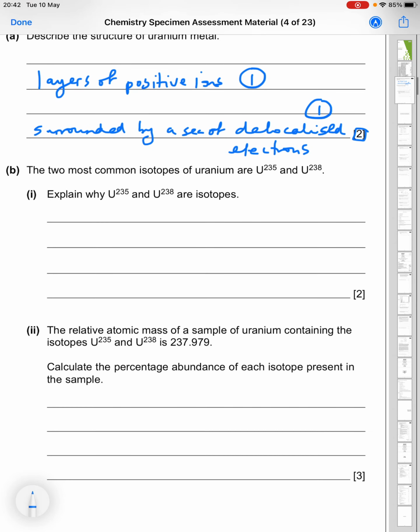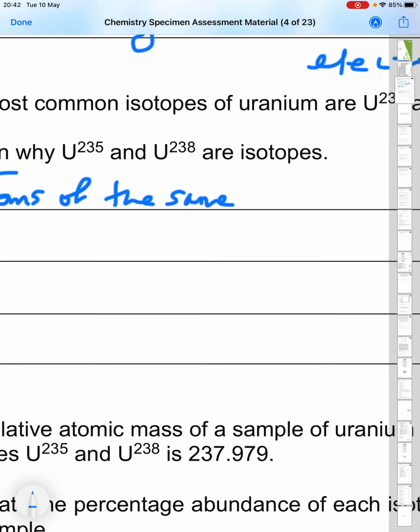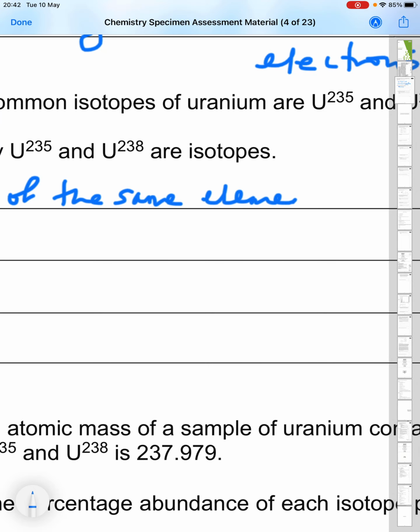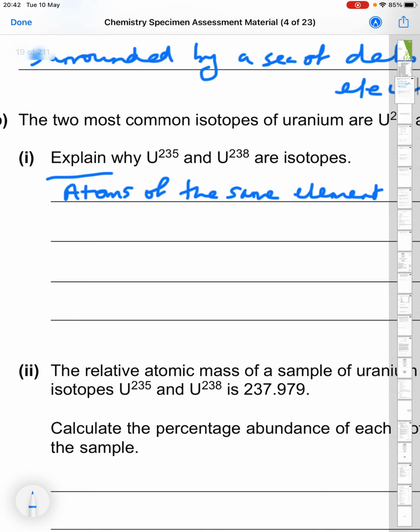It tells you what the 2 common isotopes are and says explain why these are isotopes. So the first thing you would always say when you're talking about isotopes is that they are atoms of the same element. And then you're going to say with different mass numbers.